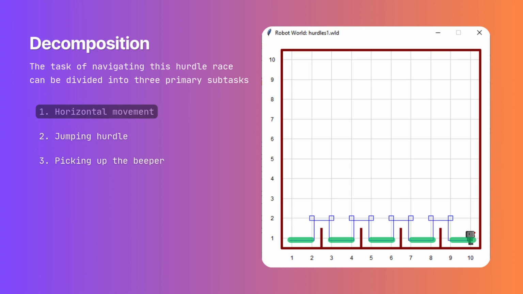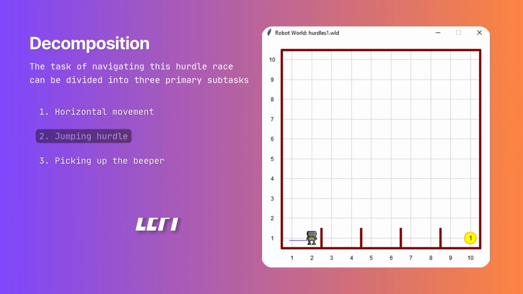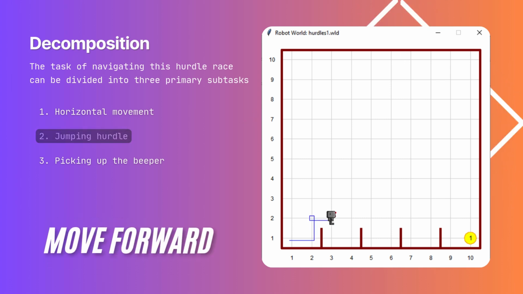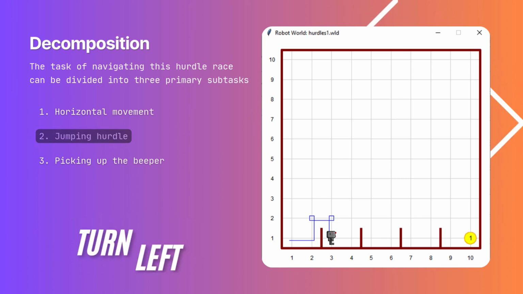First, the robot will move horizontally across Street 1, advancing eastward. When it encounters a hurdle, the robot will perform a jump sequence. It turns left, moves up and over the hurdle, turns right, moves forward, turns right again, moves down, and finally turns left to continue facing east.